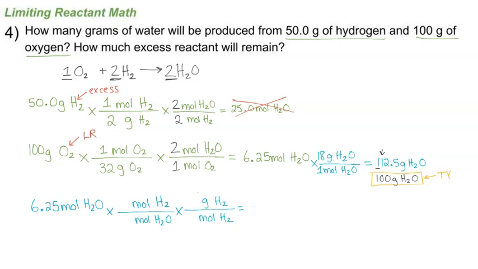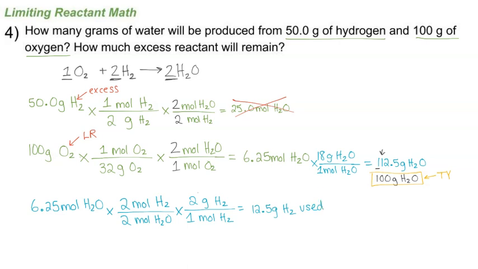So looking at our equation, for every 2 moles of H2, we get 2 moles of H2O. And we know that 1 mole of H2 is equal to approximately 2 grams of H2. And so when I calculate this out, I get about 12.5 grams of H2 that is used up.